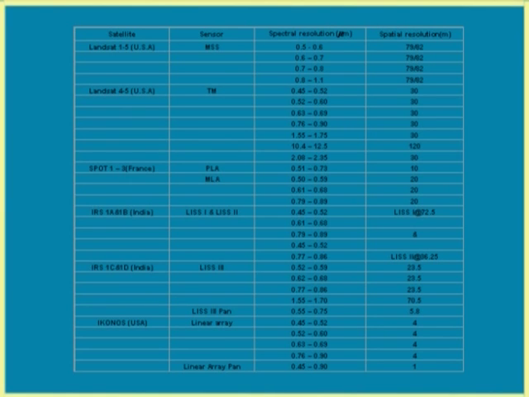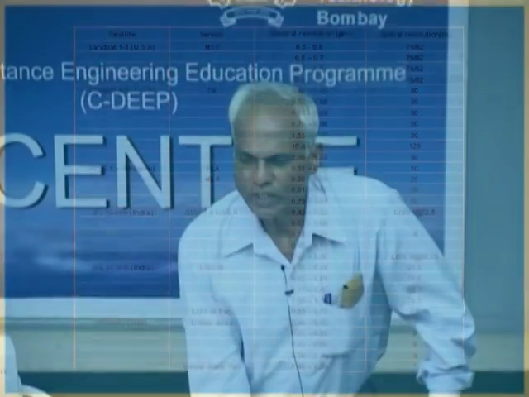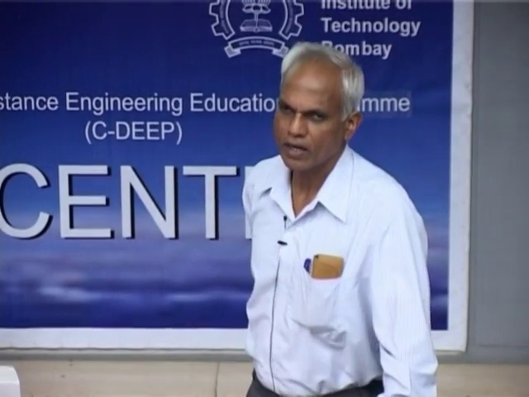So these are the various bands that the Landsat 4 TM sensor has, this many bands. Each has been useful for a particular thing. Can we discriminate snow and cloud? Both of them, how do they look in terms of energy when it comes? Both will be whitish.